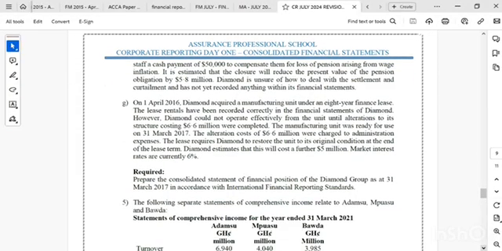Let's look at the last one. Then we see. On 1 April 2016, Diamond acquired a manufacturing unit under an 8-year finance lease.